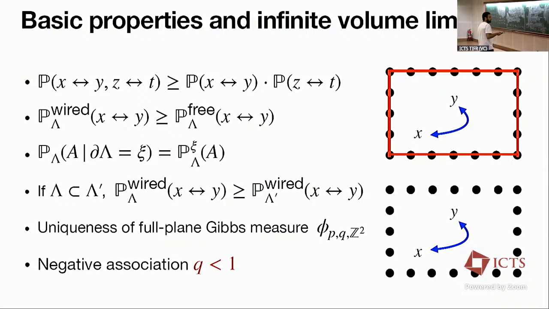I was discussing passing to the full plane, and if you want to do that, it is difficult a priori. You can pass to the full plane for the free measure, and for the wired measure, but it is not clear that you are going to get the same thing. But actually on Z^2, if you fix a q between 1 and 4, whatever p is, you are going to have one infinite ergodic Gibbs measure.